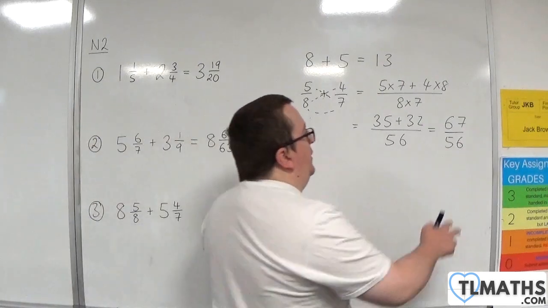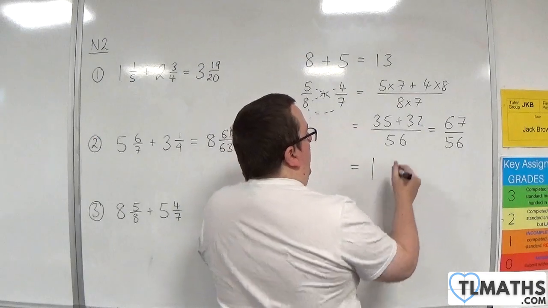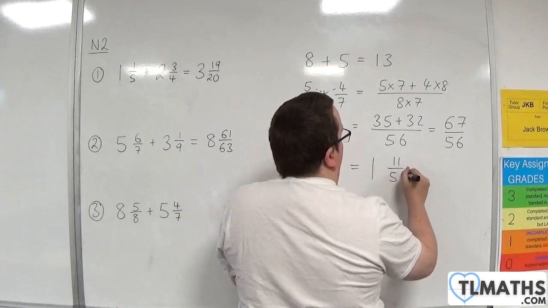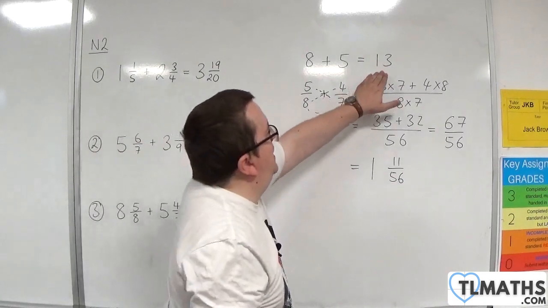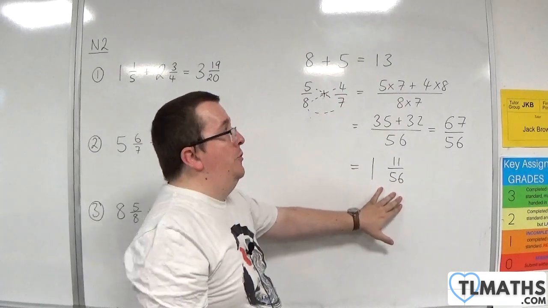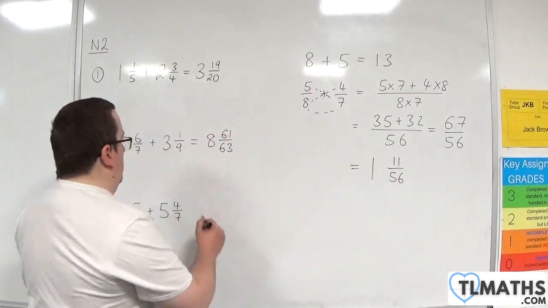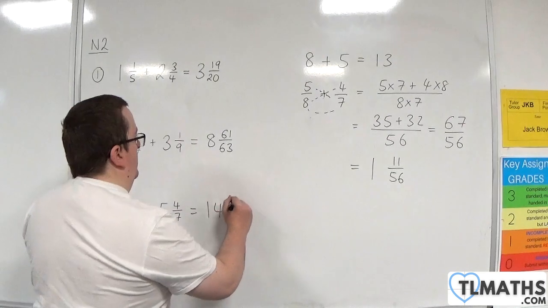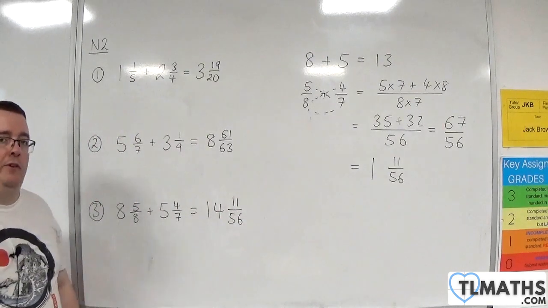Now, 67 over 56 is 1 and 11 over 56. So adding 13 and 1 over 13 and 1 and 11 over 56 will make 14 and 11 over 56. And that's my answer to example 3.